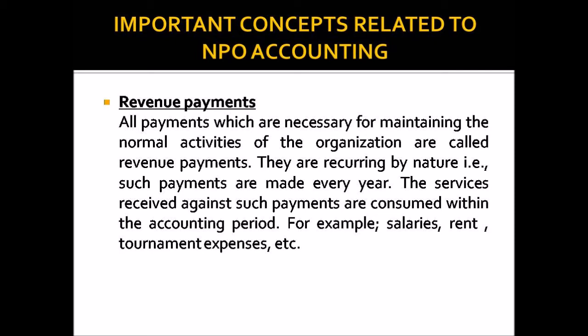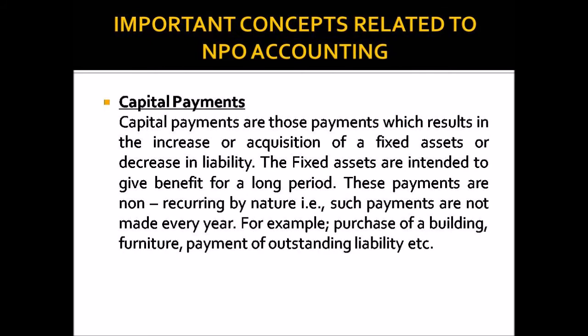The next is your capital payments. This is related to what? Increase or acquisition of a fixed asset or decrease in a liability. You have taken a loan earlier, now you are paying off your loan. That is a capital payment. You are, say, purchasing a vehicle, that is a capital payment. So these are non-recurring. It doesn't happen regularly. You do not purchase a car every month. You do not purchase a building every year. So those are non-recurring in nature and related to increase or acquisition of a fixed asset or decrease in a liability. You are paying off your liability. So those are capital payments.